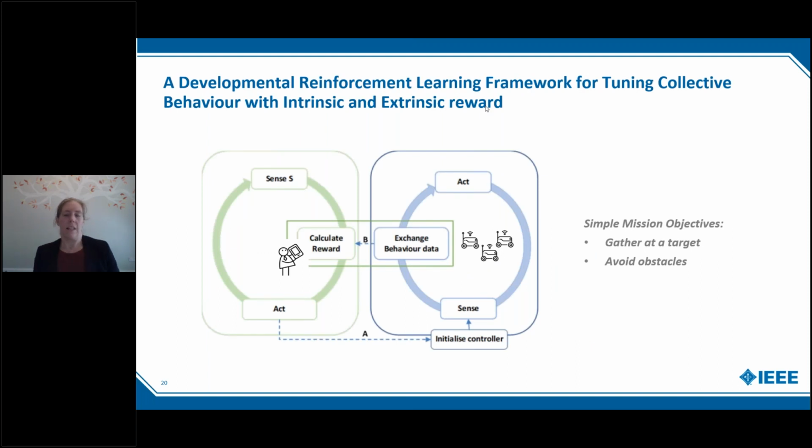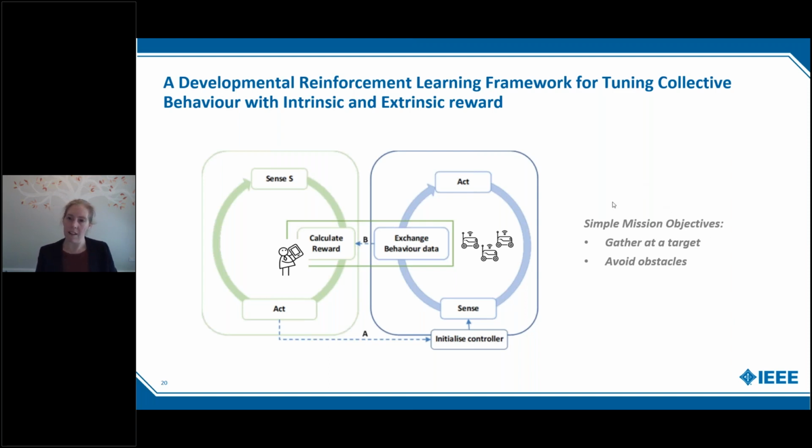So let's have a look at this framework again. So this is the same one I showed earlier, but just indicating where the human is now sitting in the loop. So the human here is able to input some extrinsic reward that will be combined with the intrinsic reward for the structured behaviour. And then that will be used by the agents as they're training themselves.